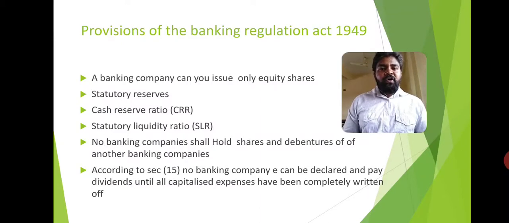And next, no banking company shall hold shares and debentures of another banking company. Here that means your bank should not hold the shares and debentures of another banking company. Next, according to Section 15, no banking company can declare and pay dividends until all capitalized expenses have been completely written off. Until the capital expenses are written off, your banking company should not declare any dividends to the shareholders. Okay, so these are the provisions of the Banking Regulation Act 1949.